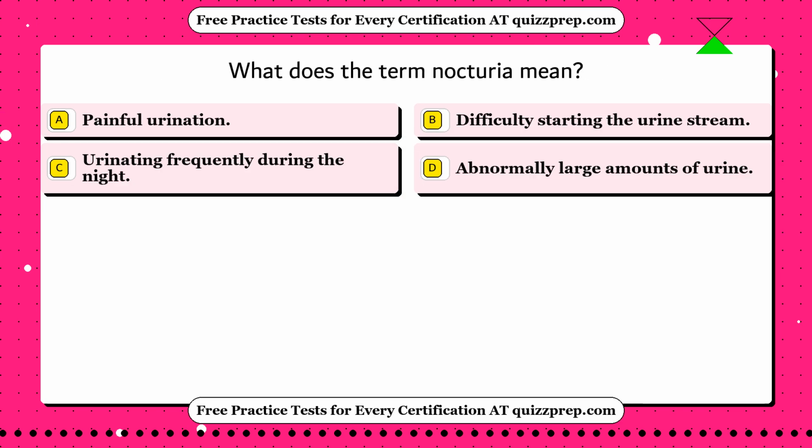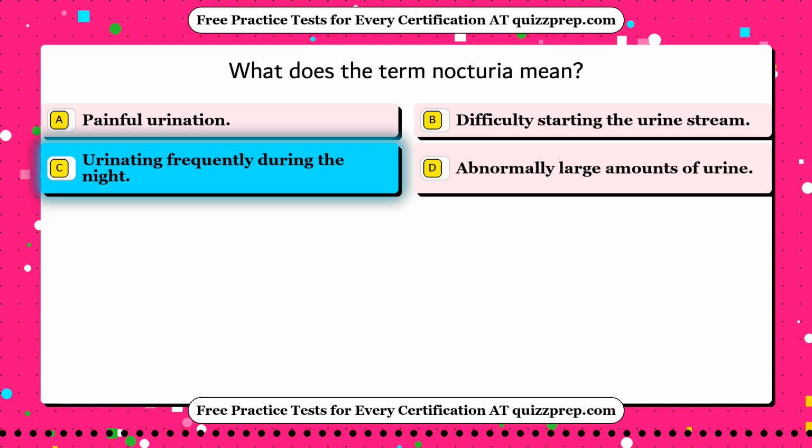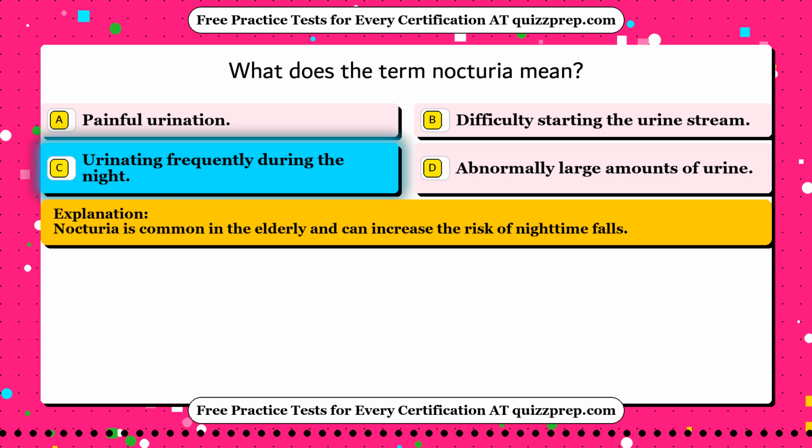Question 41. What does the term nocturia mean? Option A, painful urination. Option B, difficulty starting the urine stream. Option C, urinating frequently during the night. Option D, abnormally large amounts of urine. The correct answer is option C, urinating frequently during the night. Nocturia is common in the elderly and can increase the risk of nighttime falls.